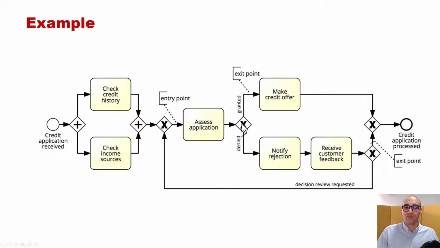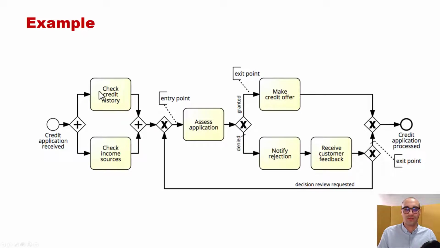So based on this probability, which is 50%, it goes to make credit offer, and 50% it goes to notify rejection, and then we continue the token until it reaches the credit application processed. This sequence of activities can represent the trace variant of the case. So we have this case ID attached to this trace of activities.